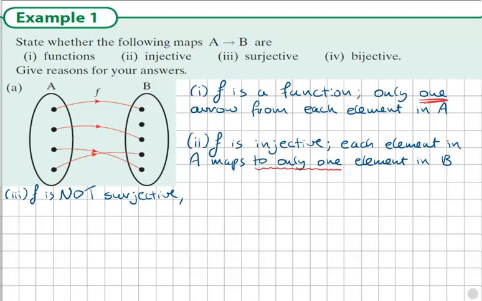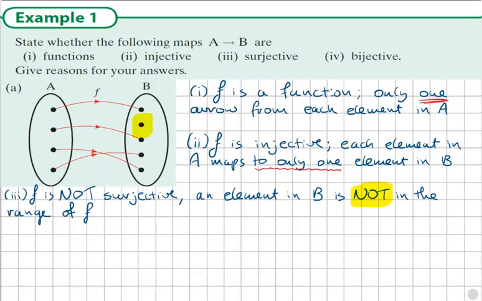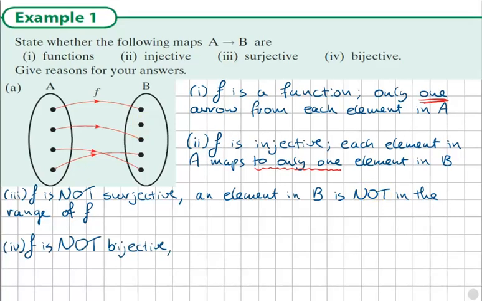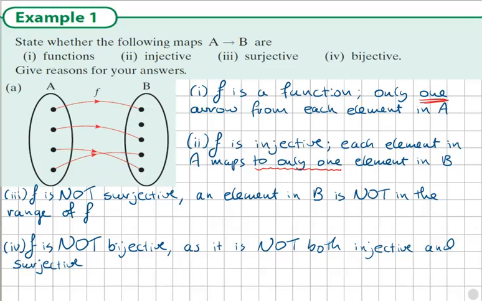f is not surjective. It's not surjective because an element in B is not in the range of f. So we can see highlighted there, as I discussed a minute ago, there's an element in B that does not have an arrow going towards it. So therefore, it cannot be bijective, because in order for a function to be bijective, it has to be injective and surjective. And since it's not surjective, it can't be bijective either. So f is not bijective as it is not both injective and surjective.